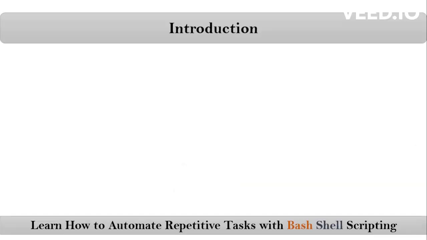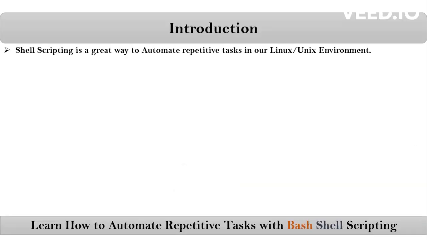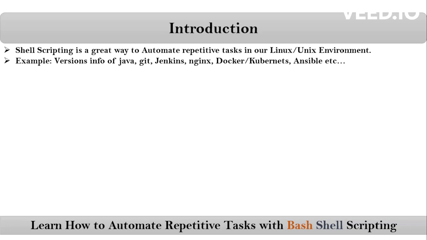Let me go with the introduction. Basically, shell scripting is a great way to automate repetitive tasks in our Linux or Unix environment. Let me take a very simple example in our DevOps world. Let's say I want to find the version information of some DevOps tools like Java, Git, and so on. Now, in order to find the versions of all these tools, we have some commands.